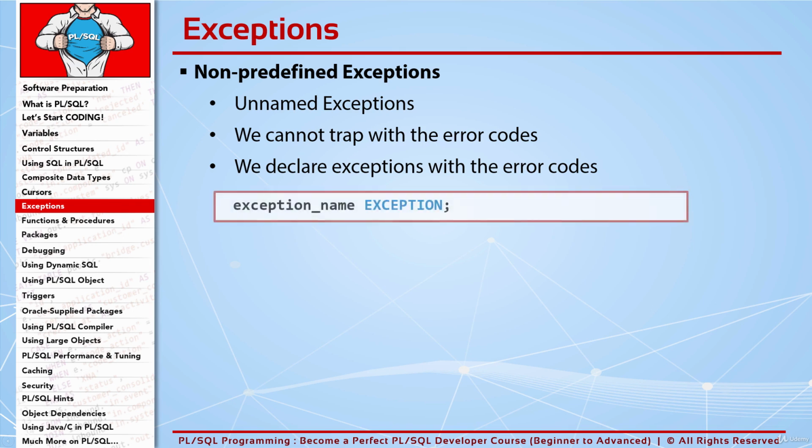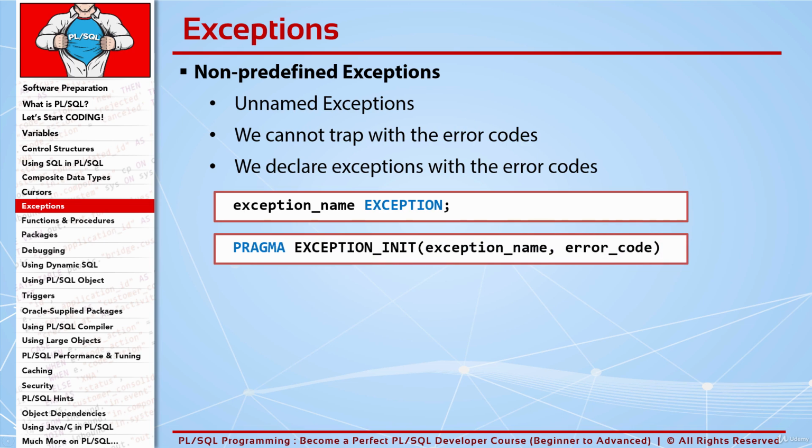How? In the declaration section of our block, first we simply declare our exception variable. We write our exception name and the EXCEPTION keyword. We say that this name will be an exception. Then we assign an error code for our exception. We know that every exception has an error code, so we need to assign an error code for our new exception. We do that by writing the PRAGMA EXCEPTION_INIT keywords, and inside of parentheses we write our exception name that we specified above and the error code that will be specified for that name.